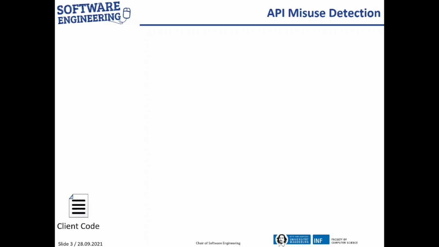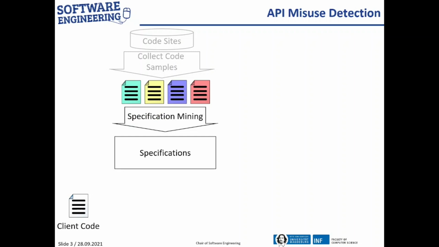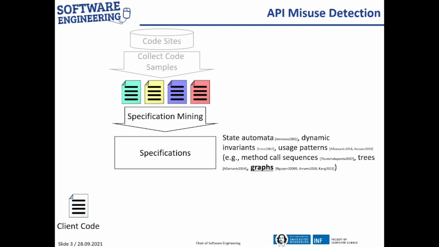So when we have a client code using an API, most techniques look at different code sites, like other code files in the project or other repositories, collect similar code samples using also those APIs, and conduct a kind of specification mining to obtain specifications describing how this API should be correctly used. These specifications can be state automata, dynamic invariants, usage patterns obtained by a frequent pattern mining approach based on method calls, sequences, abstract syntax trees, or control flow graphs, and so on.